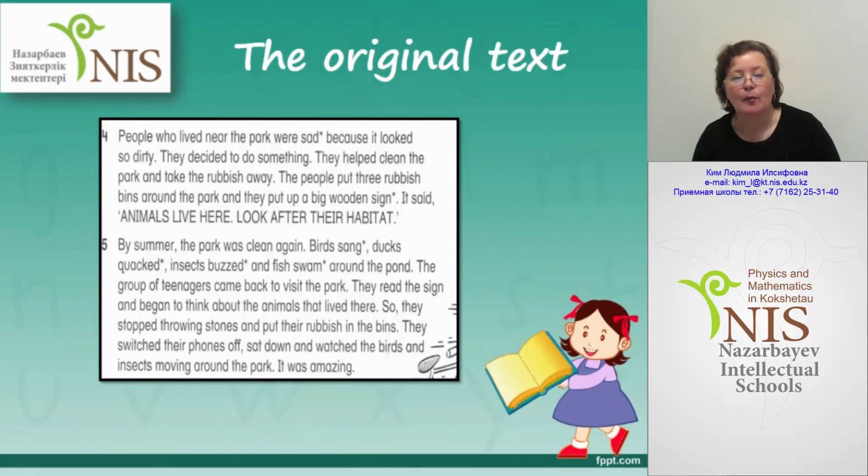Paragraph 4. People who lived near the park were sad because it looked so dirty. They decided to do something. They helped clean the park and take the rubbish away. The people put 3 rubbish bins around the park and they put up a big wooden sign. It said, "Animals live here. Look after their habitat."